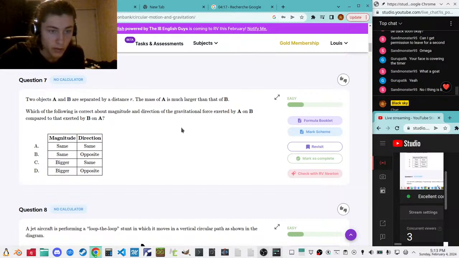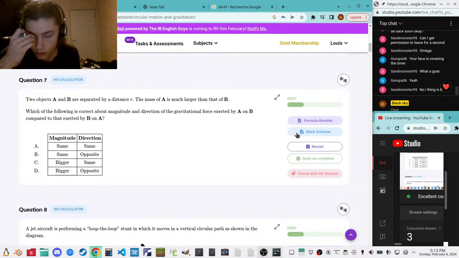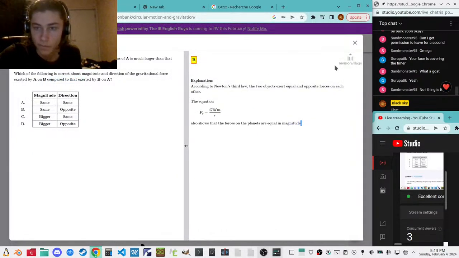Which of the following is correct about the magnitude and direction of the gravitational force exerted by A on B? Magnitude. What do you mean same? Oh, compared to that exerted by B on A. Well, direction opposite. Magnitude same. Is it same? Because their mass is much larger. Well, no, but it's M and 1, so they need both. So you're right, it's B. Well done.